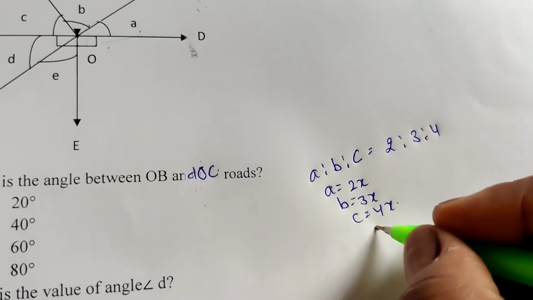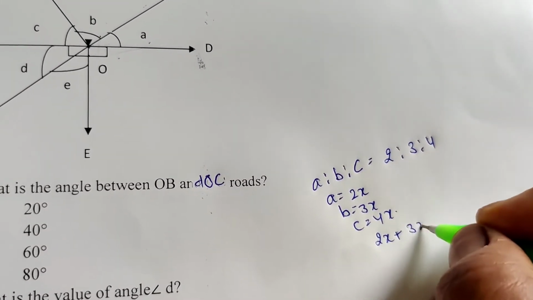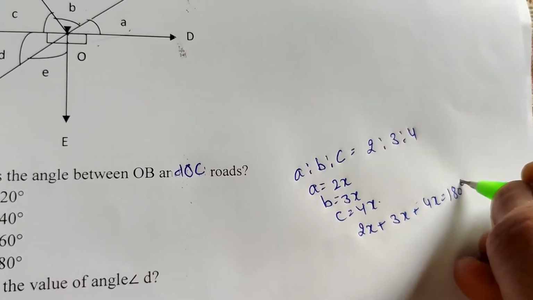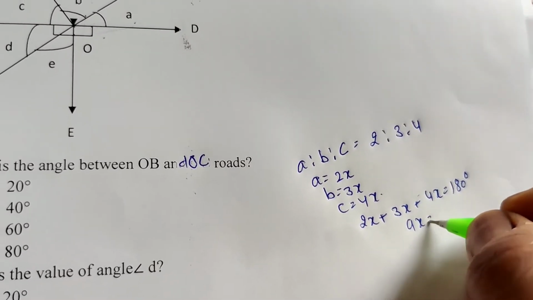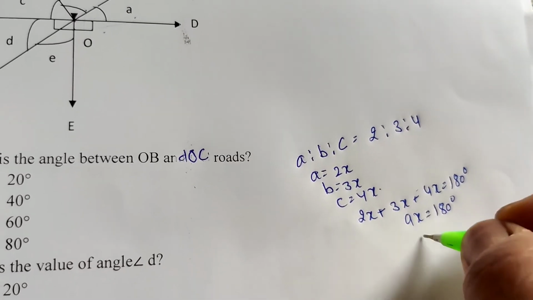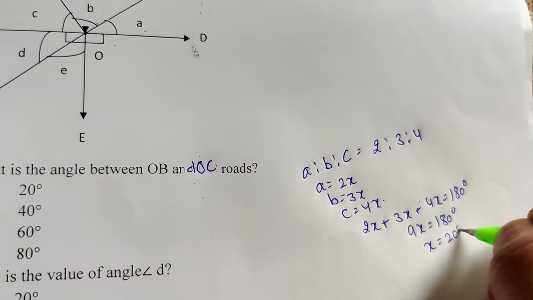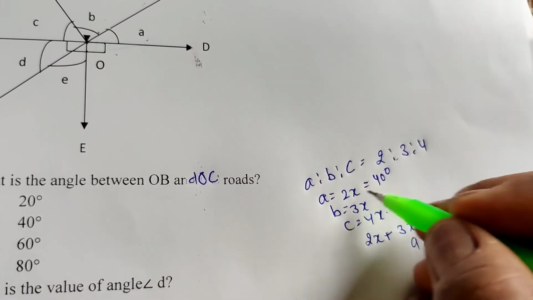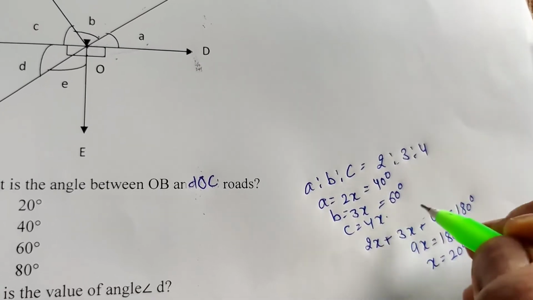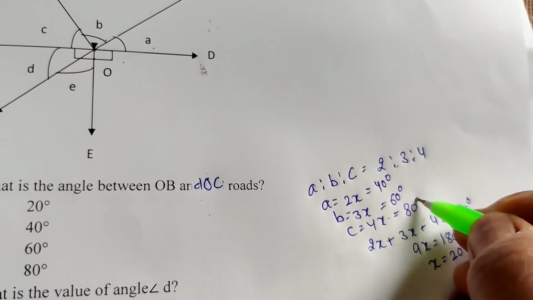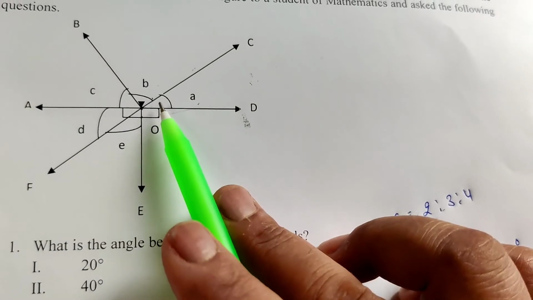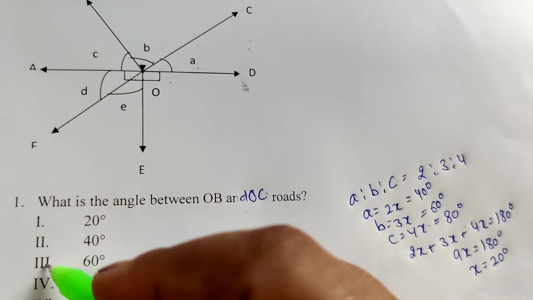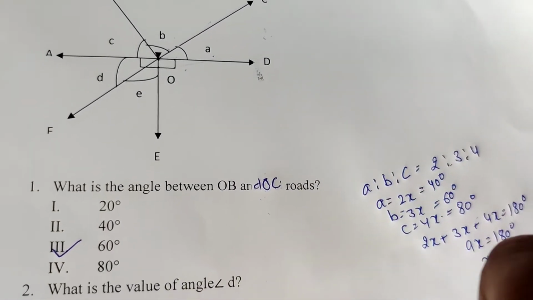So we can solve like this: 2x plus 3x plus 4x equals 180 degrees. It means 9x equals 180 degrees and x equals 20 degrees. If x equals 20 degrees, angle A equals 40 degrees, 20 into 2. 20 into 3 is 60, so angle B equals 60 degrees. It means the angle between OB and OC is 60 degrees. 40, 60 and 80. This is the right answer.